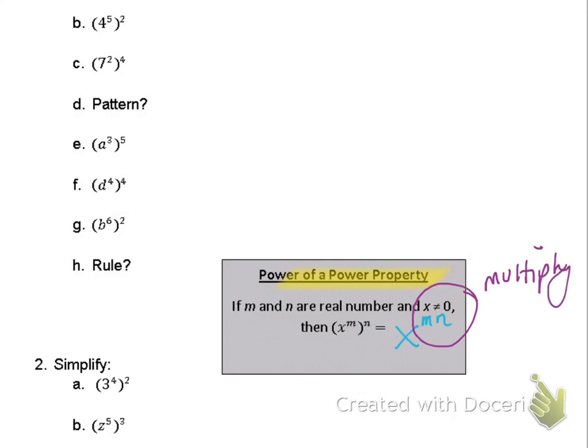Okay, so a couple more examples at the bottom of the page here. 3 to the 4th squared, we would of course multiply 4 times 2, keep our base 3, and 4 times 2 is 8. And then the next example, we have a z as our base, and then 5 times 3 is 15. So very simple if you can remember the rule.